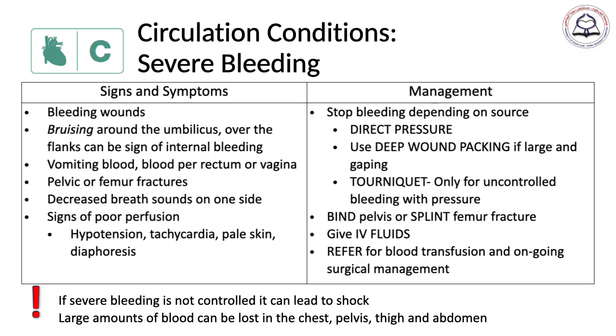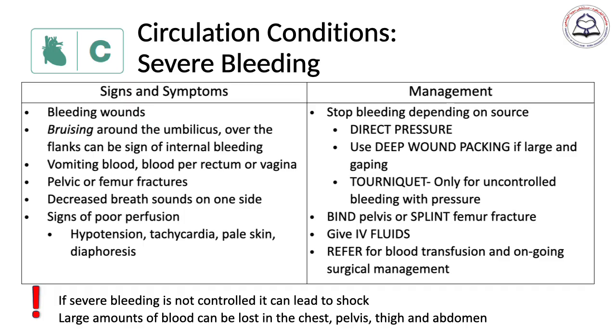Circulation conditions like severe bleeding. If severe bleeding is not controlled, it can lead to shock. A large amount of blood can be lost in the chest, abdomen, pelvis, and in the thigh. Patients with massive bleeding and shock usually show manifestations of altered mental status and cold, clammy extremities, sweating, prolonged capillary refill, plus tachycardia, tachypnea, and hypotension.